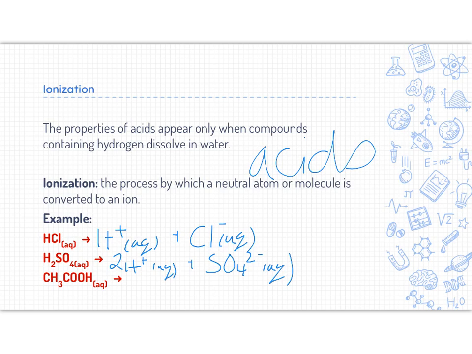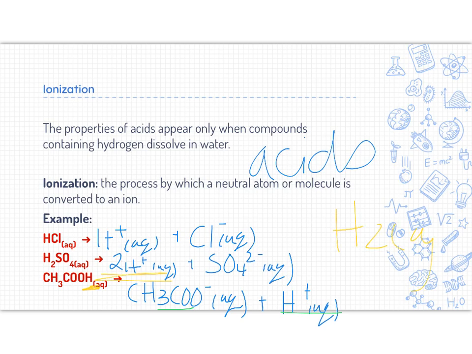Last but not least, CH3COOH. This H is the acidic H. Therefore, we're going to make CH3COO- and an H+. It doesn't matter the order that you write these two in. I usually just write it in order from the compound before. All right. Again, we made 2 H+. We did not make H2 as a gas. That is incorrect.